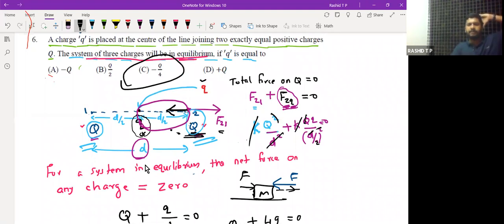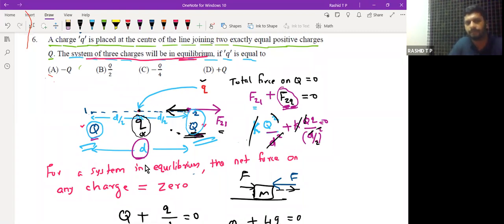Actually, one thing you can predict without doing this calculation. Suppose you are not having enough time, you are left with 30 seconds, then your examination system will shut down and the exam is going to be finished. Then you can predict the answer. How can you predict the answer without doing this calculation? Simply see here.